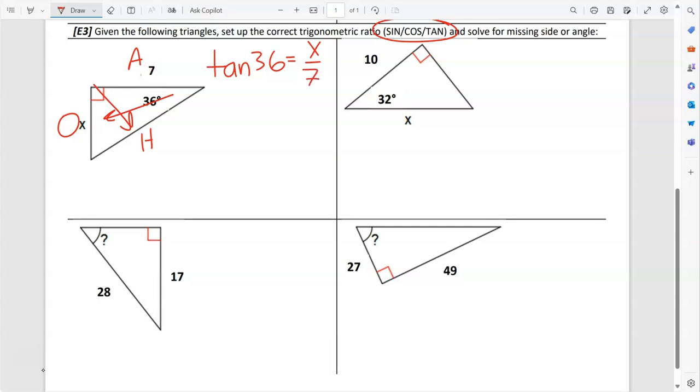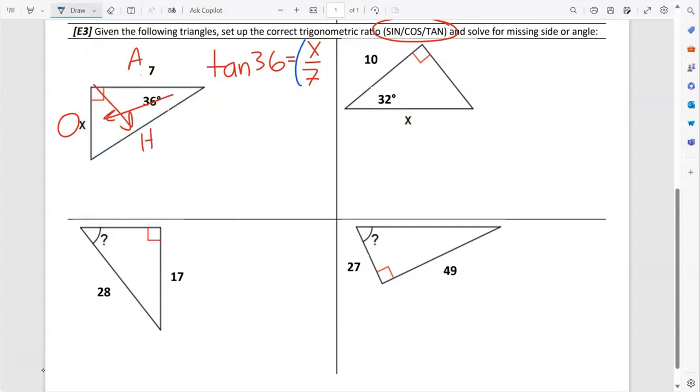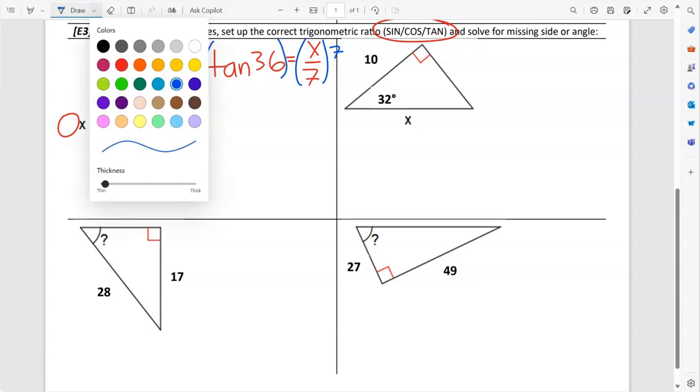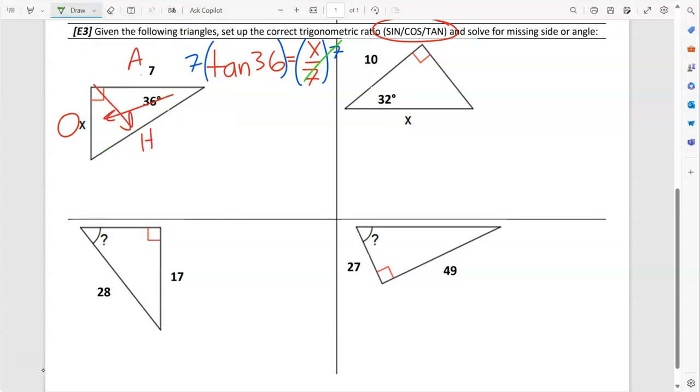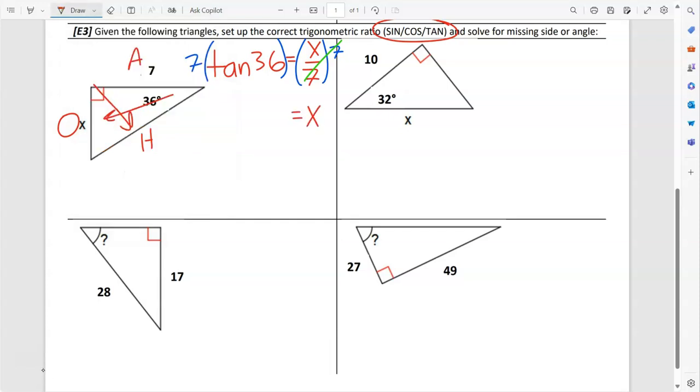So x over 7. And we got to solve by multiplying both sides by 7. So that cancels that off. So x is equal to 7 times tan 36. I can't show this on the screen, unfortunately. If you don't get the right answer, let me know. I'll come and help you out. You should get 5.085, which rounds to 5.09.